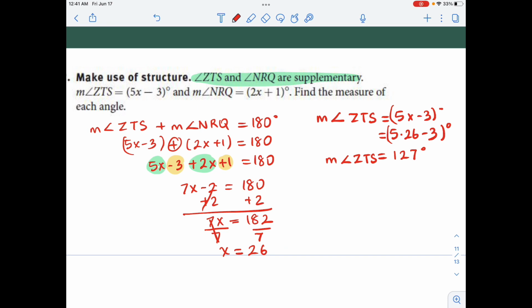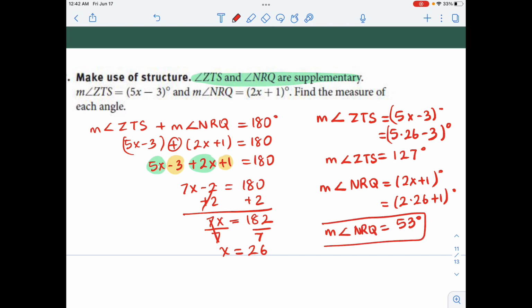Okay, let's go ahead and write measure of angle NRQ is 2x plus 1 degrees, and then from here 2 times 26 plus 1 will give you 52 plus 1, which is 53 degrees. So measure of angle NRQ will be 53 degrees.